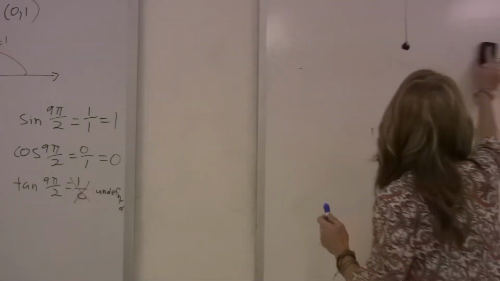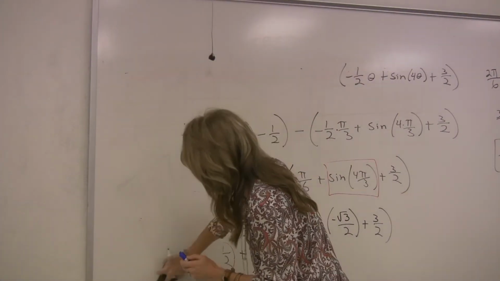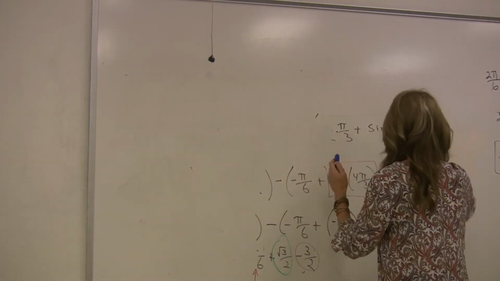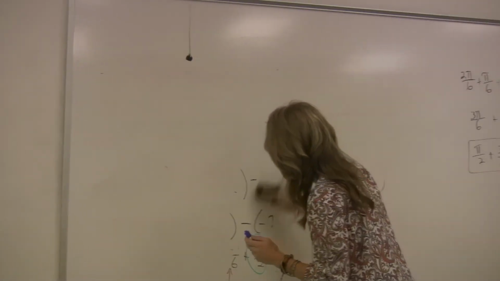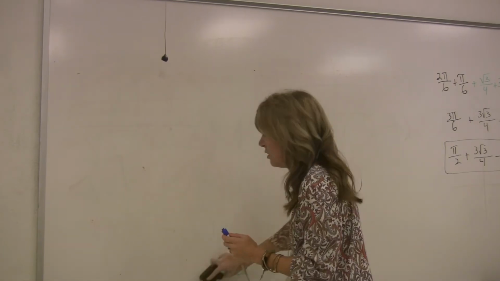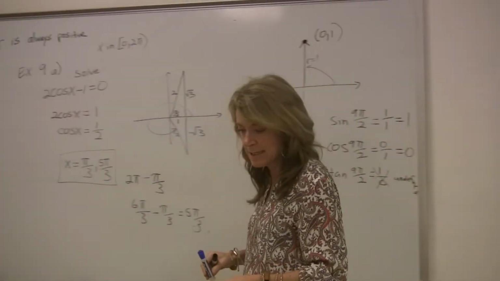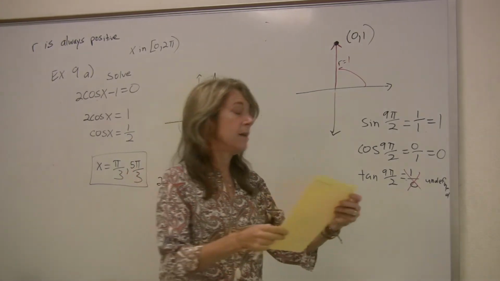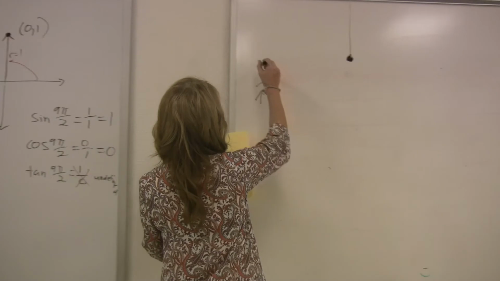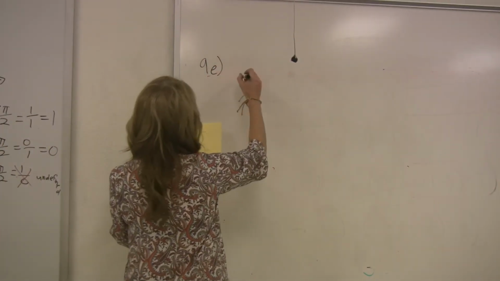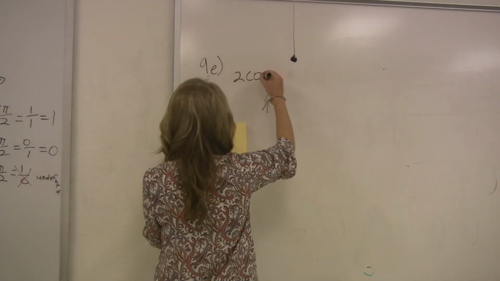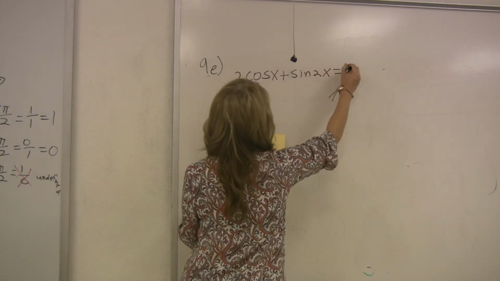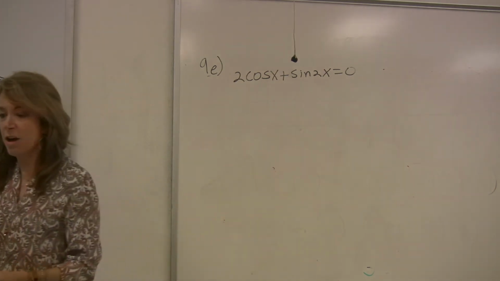Okay, I'm going to jump to one of the little bit more challenging ones here. Same idea as that, but it gets a little bit more complicated. So let's pick a nice messy one. Let's choose E. I like E. 9E. Same directions, but this is now a lot clearer. You want to solve that one.